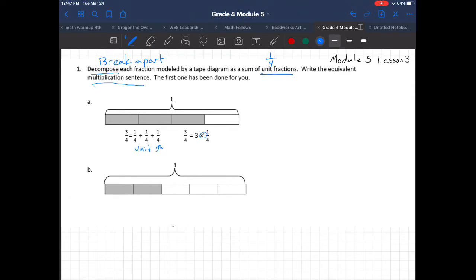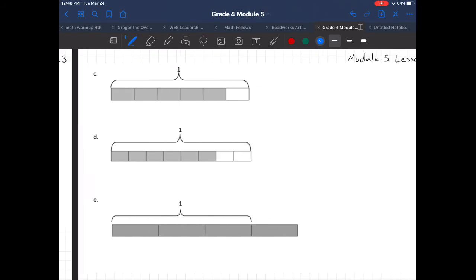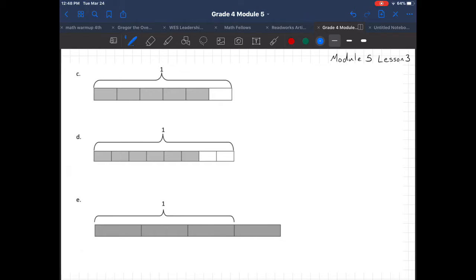So number 1, part B. It's saying this whole thing is 1, and we have 1, 2, 3, 4, 5. So these guys are fifths. 1/5 plus 1/5 equals 2/5. The multiplication problem for this would be 1/5 times 2 equals 2/5. Pretty simple. Okay, let's go on to C.